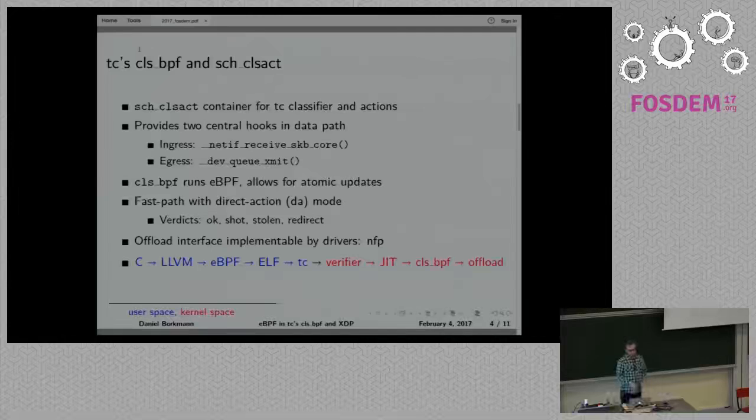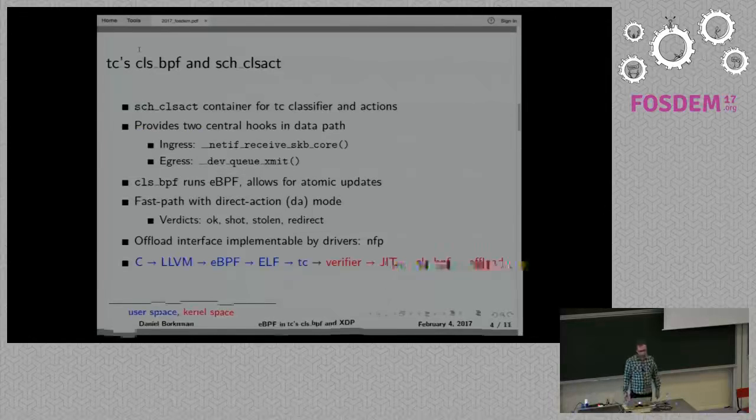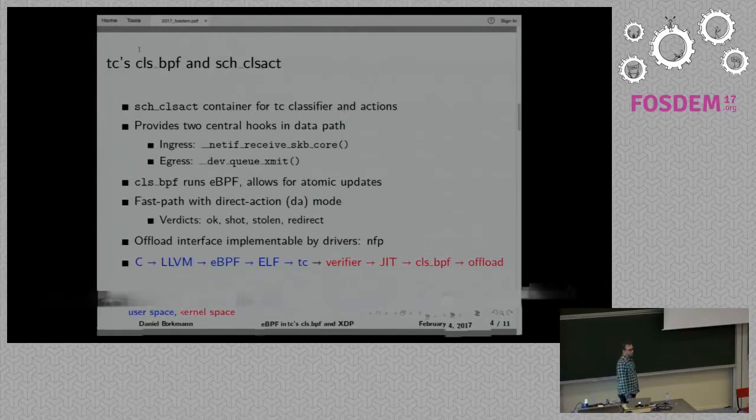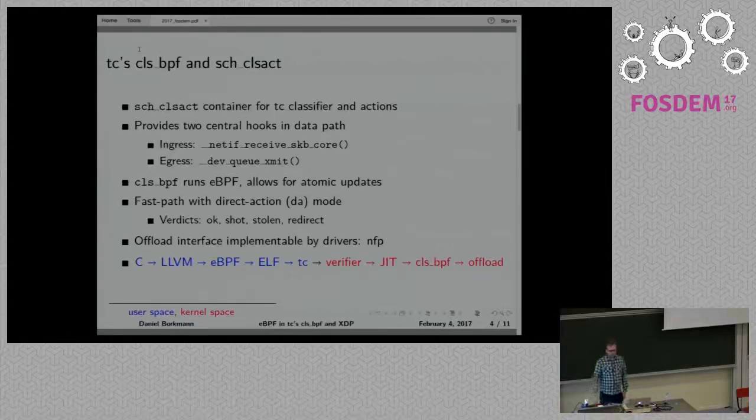So a typical workflow would be you write your C program, you compile it with LLVM, it gets translated into eBPF instructions. They are contained in an ELF object file. tc, in that case, can read that object file and load those instructions into the kernel. In the kernel they get verified, which means that the verifier makes sure that the instructions cannot crash the kernel, cannot create infinite loops, things like that. Then it gets just-in-time compiled, then this is pushed down into the cls_bpf classifier, and then eventually gets offloaded.